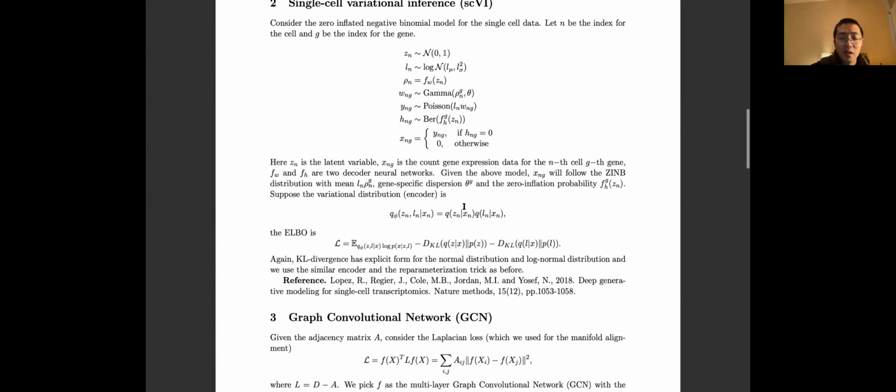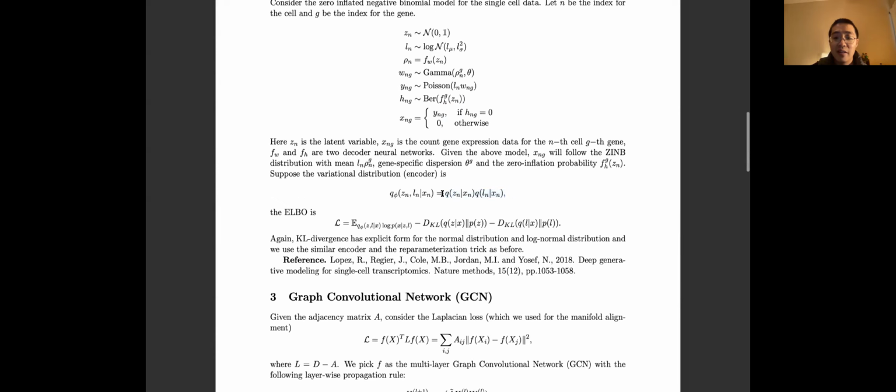So here, usually in the variational inference, we will propose the mean field assumption, that is, q_phi(z_n, l_n) they are independent given x_n. That is, the inference model will be q(z_n | x_n) and q(l_n | x_n). We also assume that q(z_n | x_n) will follow the normal distribution. Then we can calculate the KL divergence directly because z_n follows the normal. And q(l_n | x_n) follows the log-normal distribution. Then we can also calculate the KL divergence between the prior here, p(l_n), and q(l_n | x_n).